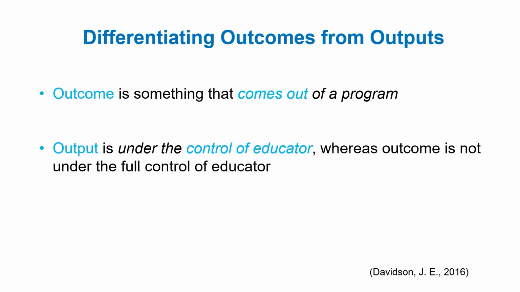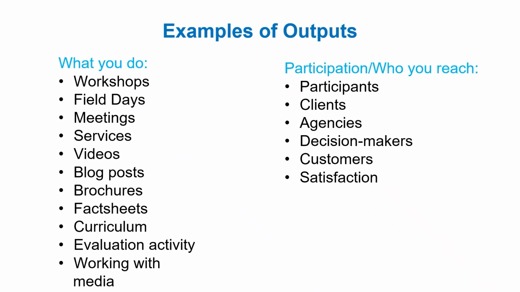And then output, what you do, all the great work you do: the trainings, the workshops, the brochures you develop, the blogs you write. All of these are under your control, but the extent of achievement of outcome is never under our control. We follow science, we do our best, but we don't know how much we'll achieve. I just wanted to show some examples so that there's no confusion. All these are outputs, activities you do, like workshops, field days, meetings, services, videos, all of this, including the evaluation activity itself.